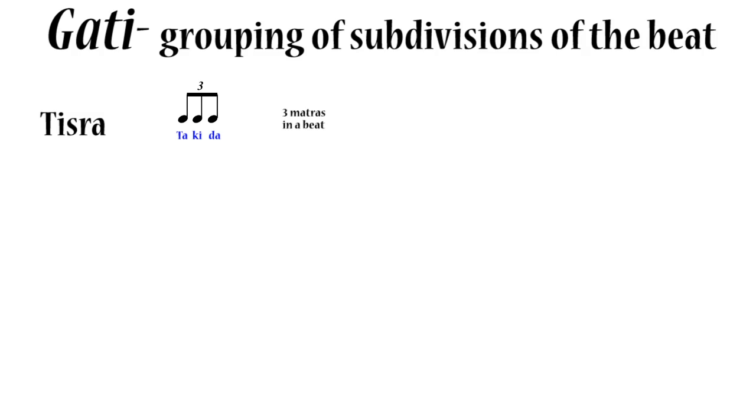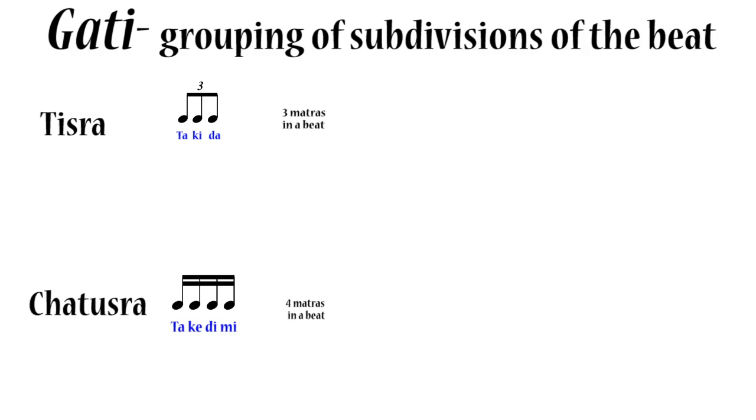Now, the unit of subdivision of a Gati is called a matra. So there are 3 matras in a triplet, or 3 matras in the Gati tisha. And when we count this Gati, it's counted using the syllables ta, ki, da. So again, the name of the Gati is tisha. There are 3 matras in the Gati tisha, and those 3 matras are counted ta, ki, da.